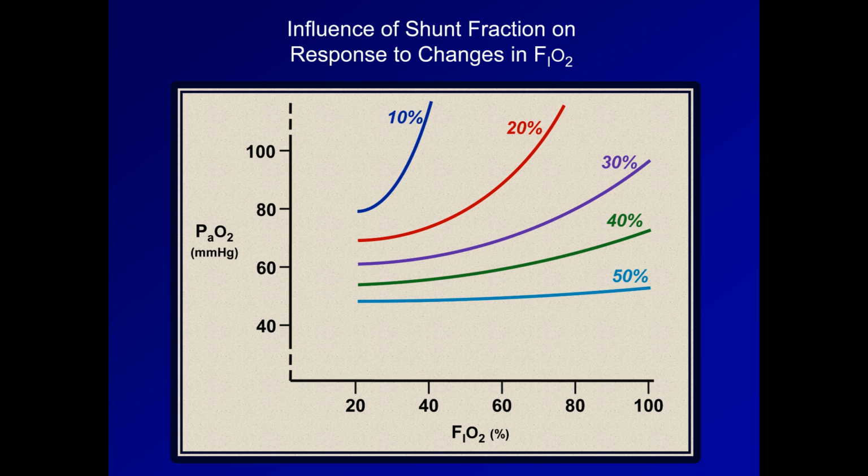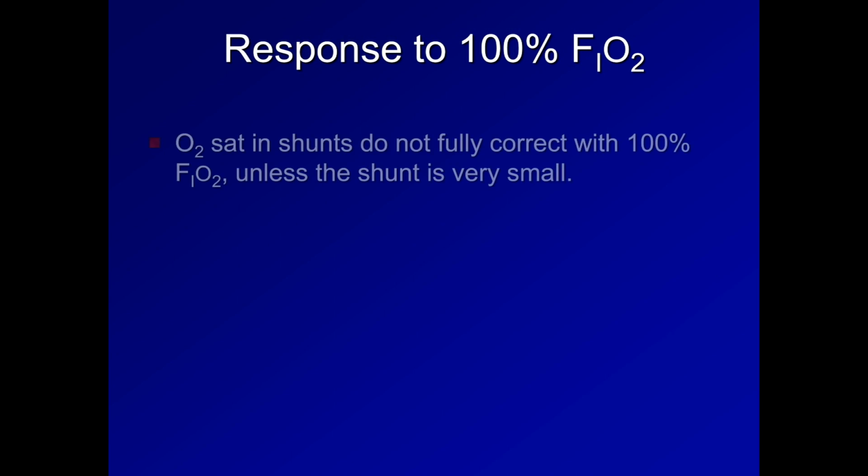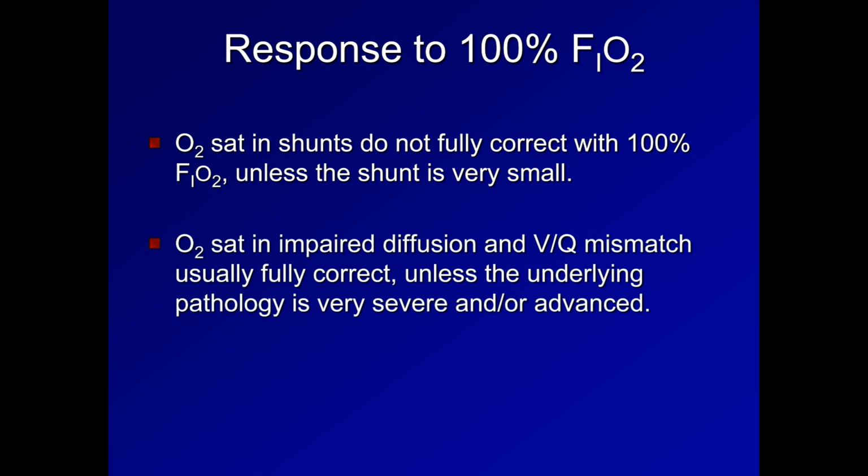This leads us to important conclusions that will allow us to better differentiate which mechanism of hypoxemia predominates in a specific clinical scenario. In shunts, the oxygen saturation of arterial blood does not fully correct with 100% FiO2 unless the shunt is very small. The oxygen saturation in situations of impaired diffusion and VQ mismatch usually fully corrects with 100% FiO2 unless the underlying pathology is very severe and or advanced.